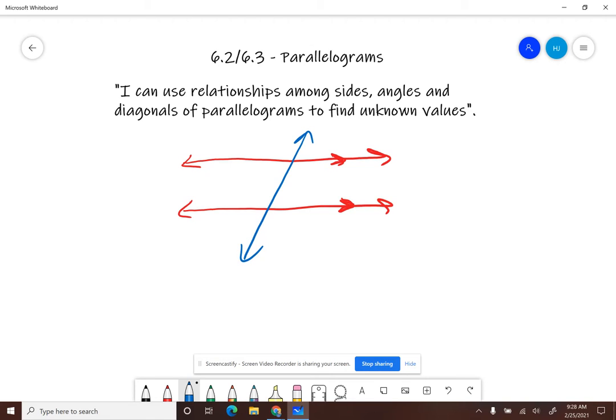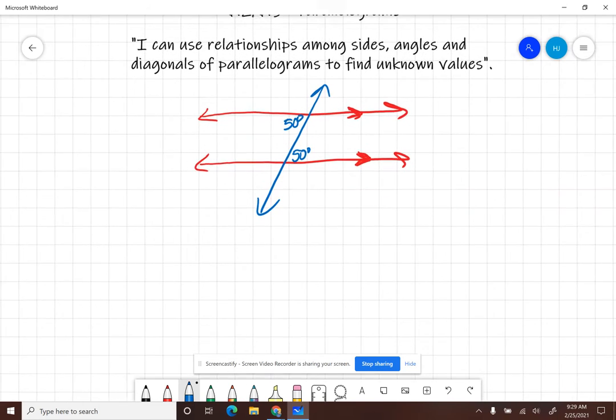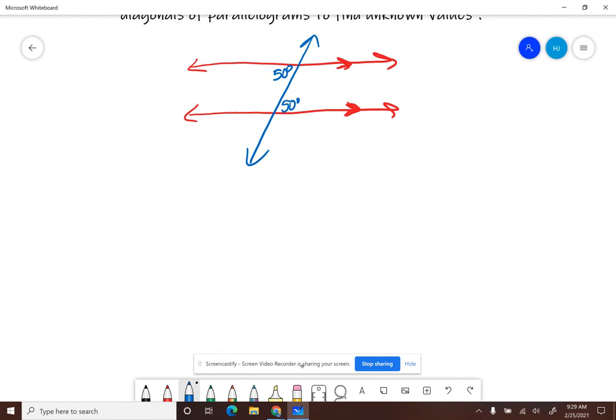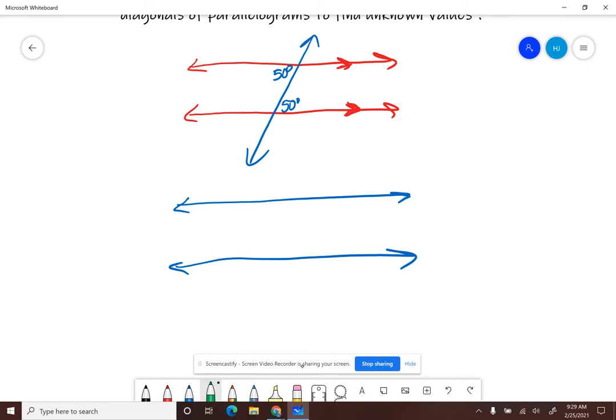And so this creates all kinds of neat relationships among these parts. You remember, for example, if this was 50 degrees, that this would also be 50 degrees because they're alternate interior angles. Well, what I want you to think about here for just a minute is what if I had a situation like this? What if I had a set of parallel lines that went this way, and I had another set of parallel lines, we'll make those a different color, that are going this way?